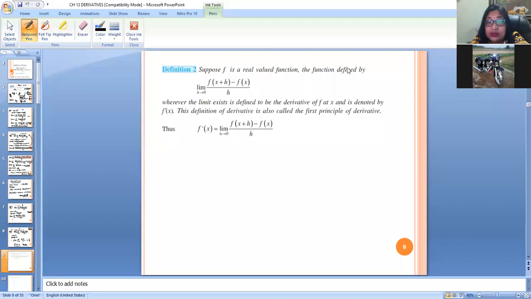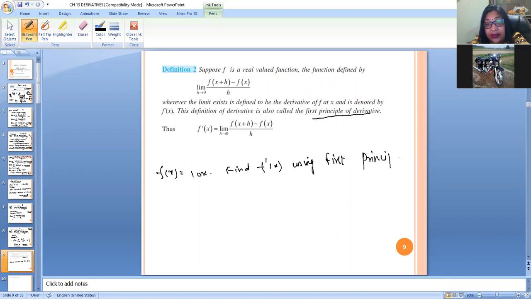Derivative is also called the first principle of derivative. The only difference is sometimes you are given f of x is equal to 10x. Find f dash x using first principle of derivative. Okay, it will not be written that find derivative, it will be written using first principle of derivative. It might be mentioned, it might not be mentioned.